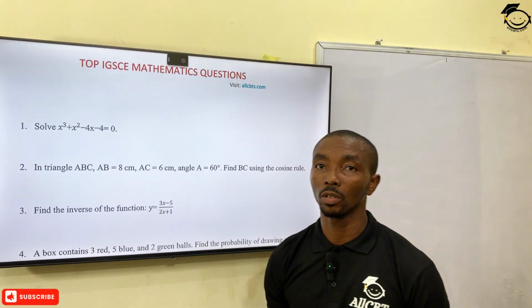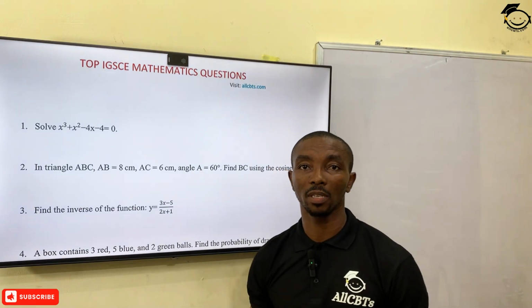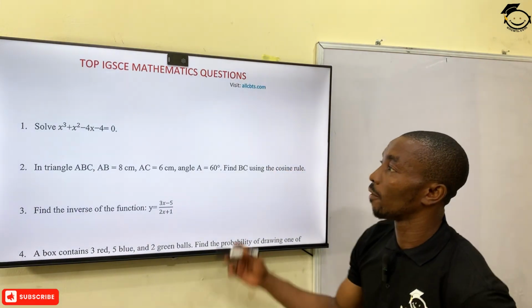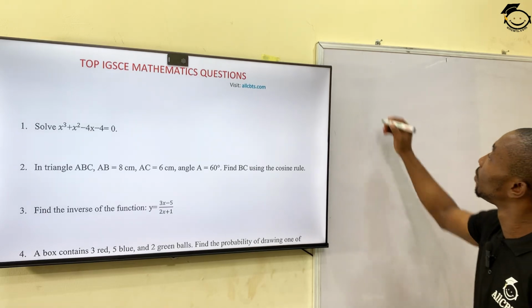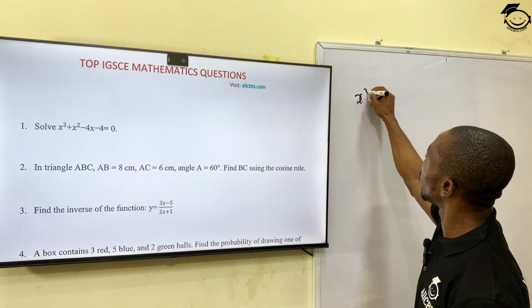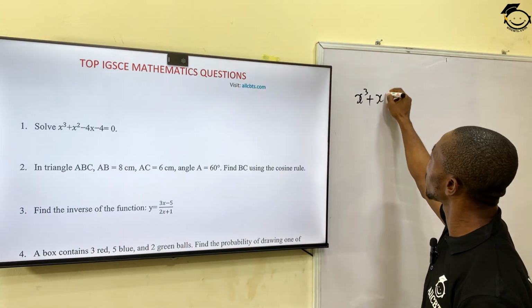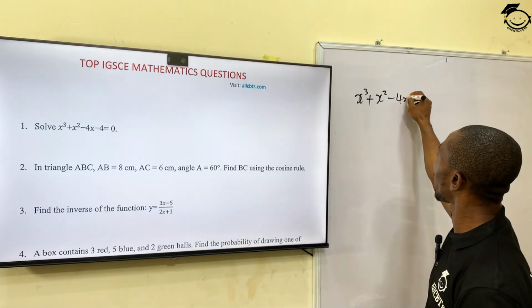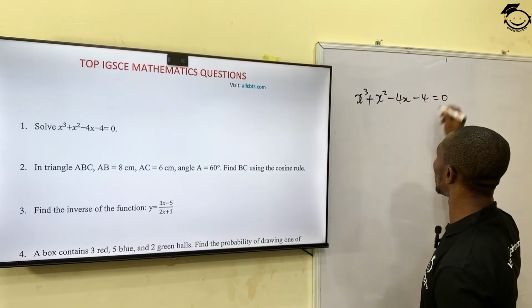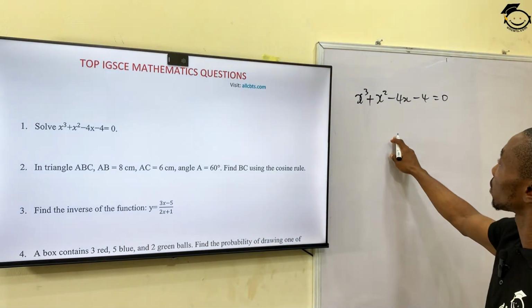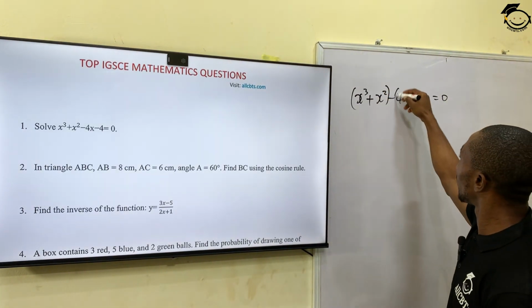Today we'll be treating top IGCSE mathematics questions. Our first question says, solve x cubed plus x squared minus 4x minus 4 equals 0. Now, in order to solve this, let's group these two together.